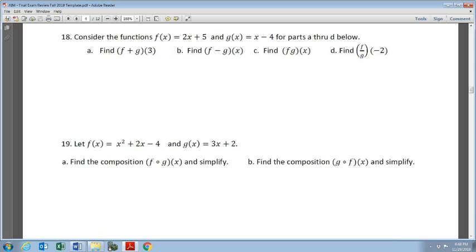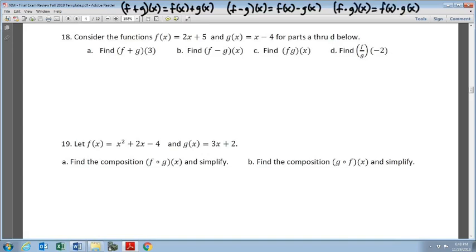So there's some things we call operations on functions, or function operations. In other words, if you have f plus g of x, that's equal to f of x plus g of x. F plus g of x is a new function that you get by adding the two functions f and g together. Similarly, f minus g of x is f of x minus g of x. F times g of x is f of x times g of x. And f divided by g of x is f of x divided by g of x.